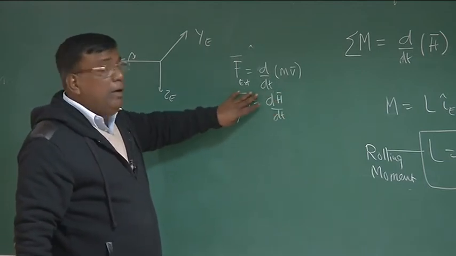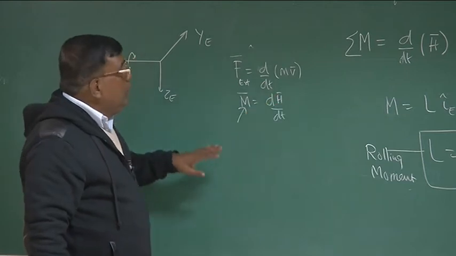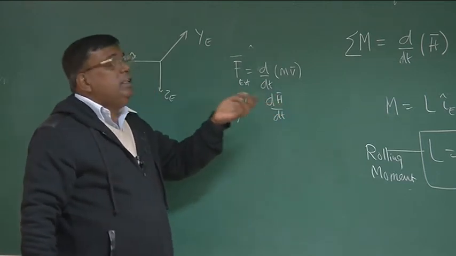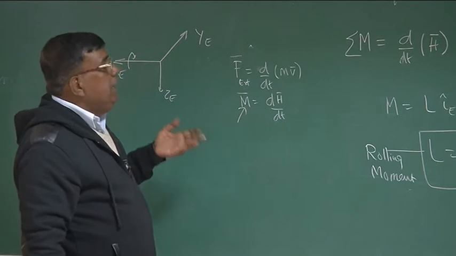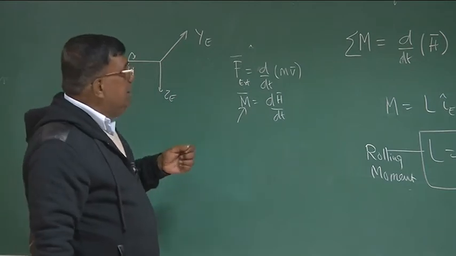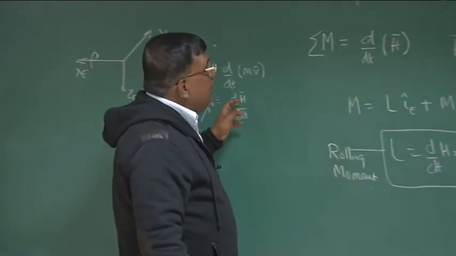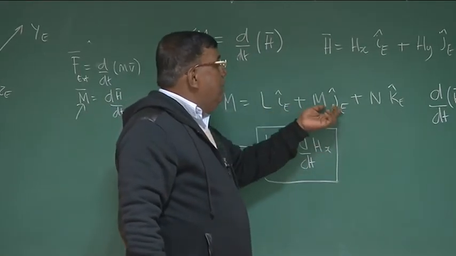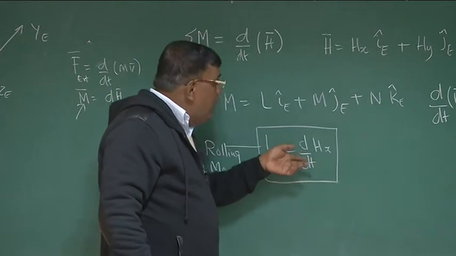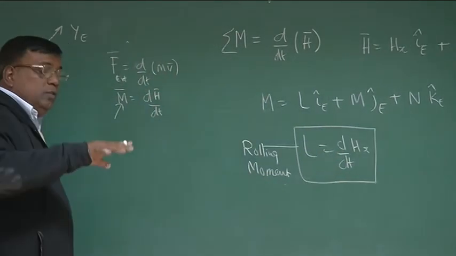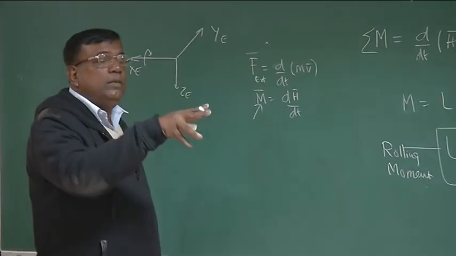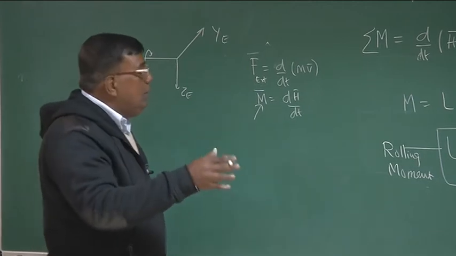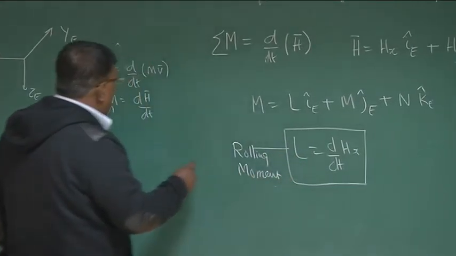This is the external moment applied on the body. And this angular momentum, being a vector, has three components along iE, jE and kE axis. And this rate means the rate of change of angular momentum along iE, similarly along jE, along kE. This part is about the x axis. So this is like rolling, right? This moment will cause rolling. So this is called rolling moment. L is the rolling moment. What about M?